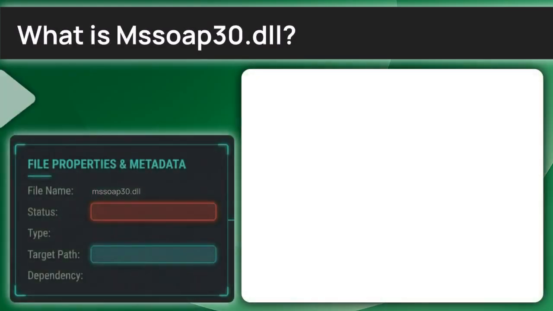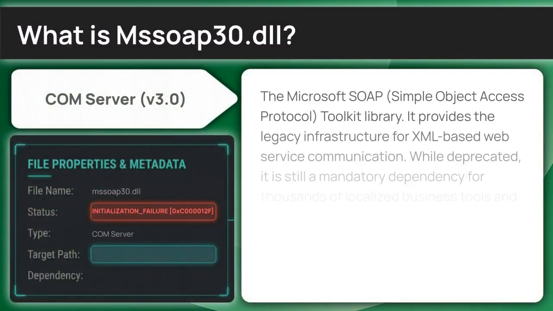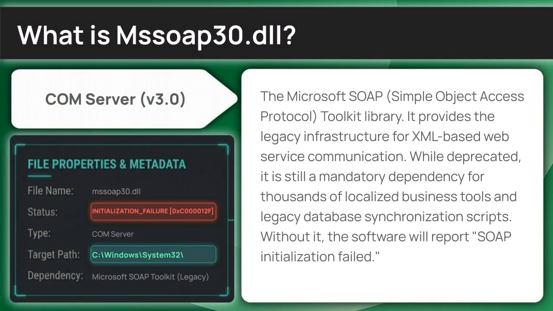This is the Microsoft SOAP30 library, the Microsoft SOAP Simple Object Access Protocol Toolkit library. It provides the legacy infrastructure for XML-based web service communication. While deprecated, it is still a mandatory dependency for thousands of localized business tools and legacy database synchronization scripts. Without it, the software will report SOAP initialization failed. With that context in mind, our first logical step is a clean reinstallation.